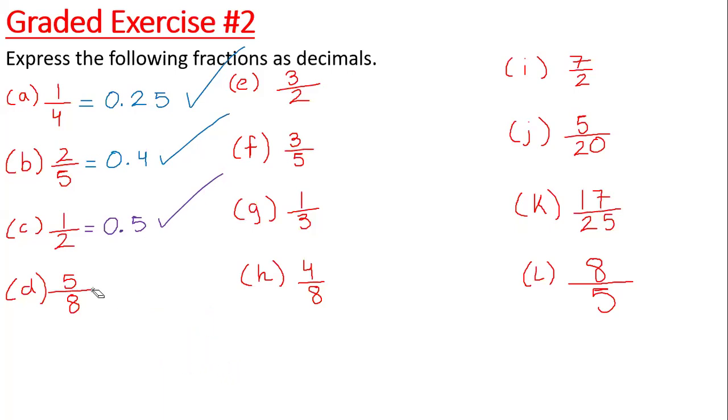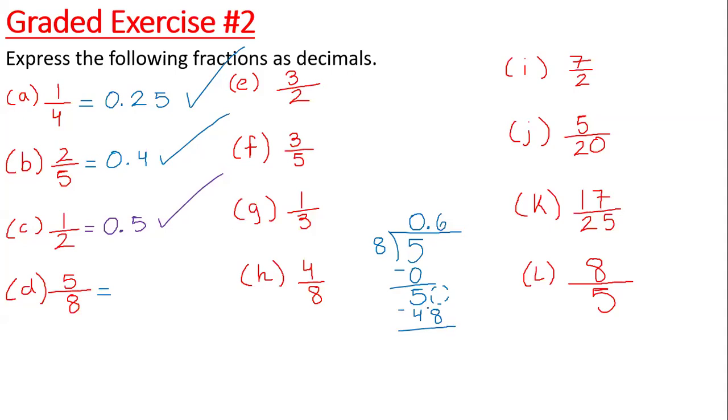And then we have 5 over 8. That's going to be equal to 5 over 8. So we say that 8 goes into 5. How many times does 8 go into 5? 0 times. 8 times 0 is 0. 5 minus 0 is 5. We put the decimal point right here. The decimal point gives us the permission to add an imaginary 0. 8 goes into 50 how many times? 6. 6 times 8 is 48.